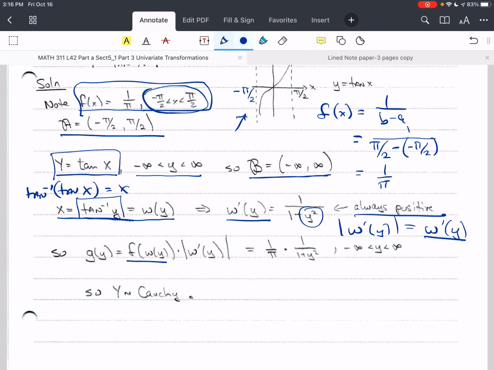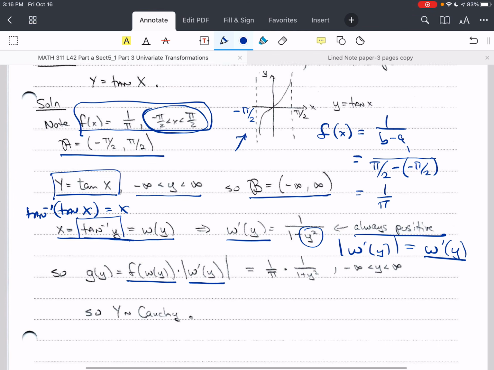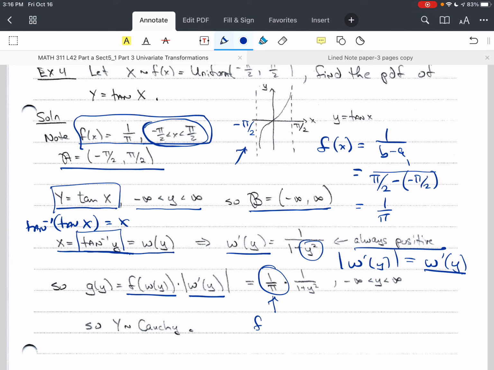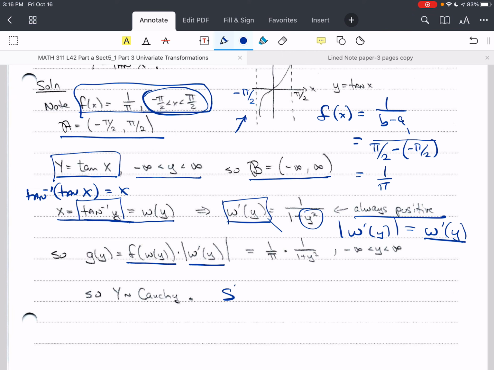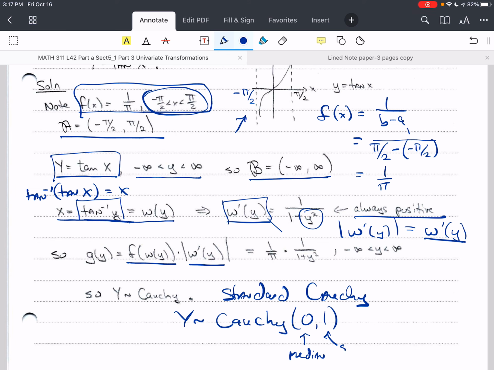So g of y is now equal to f of w of y times the absolute value of w prime of y. So f of w of y is the same as f of x, because there is no x in the uniform. It's just 1 over pi. And then we multiply by w prime of y here. And so we end up with something called the Cauchy distribution. And we'll talk more about that in the next section. But this is the standard Cauchy. And the standard Cauchy would be Cauchy 0, 1. So y is a Cauchy 0, 1. 0 is the median, and this is the scale parameter.